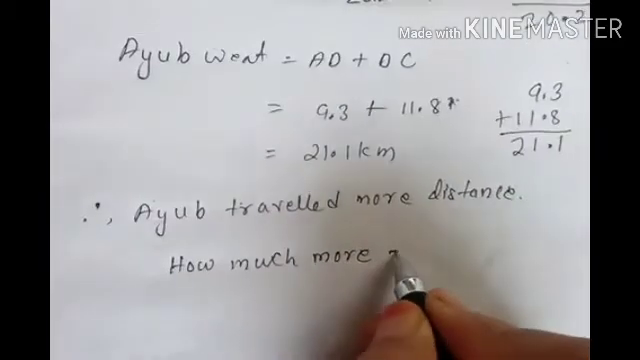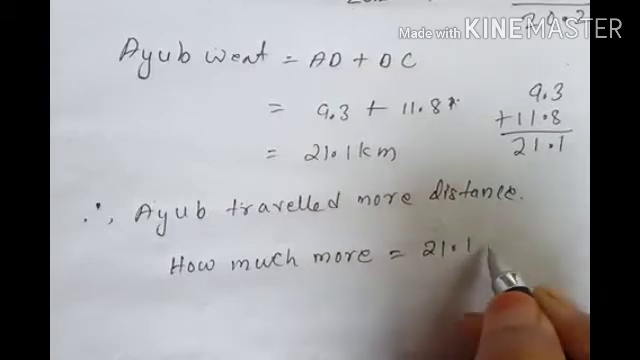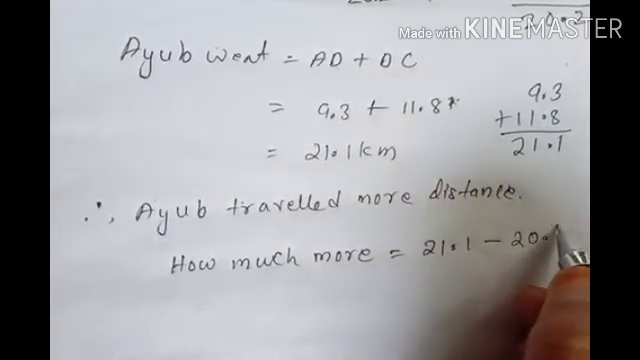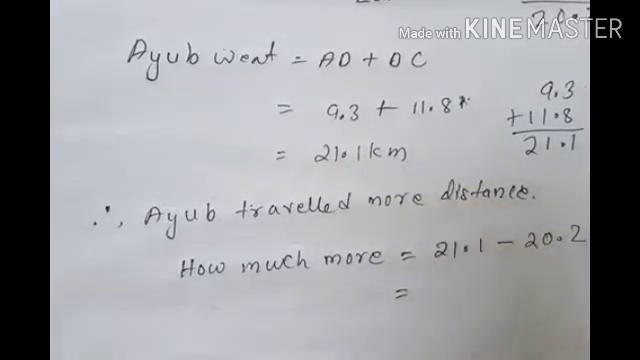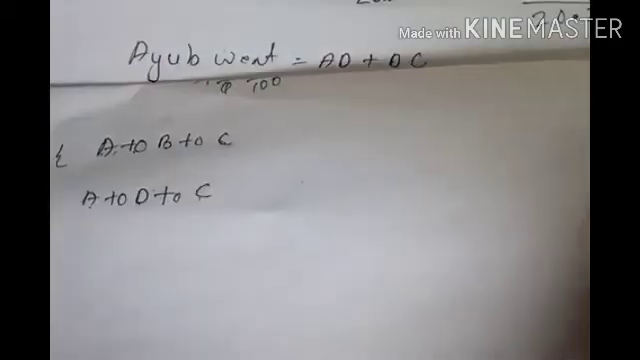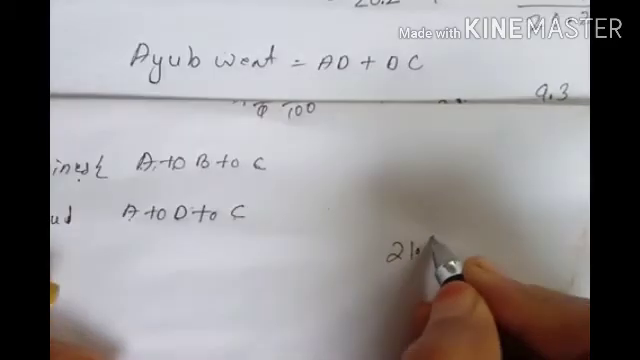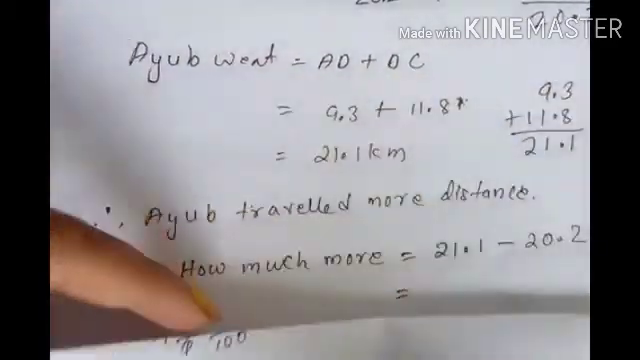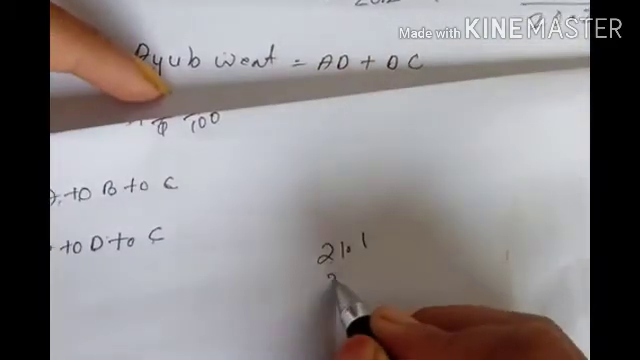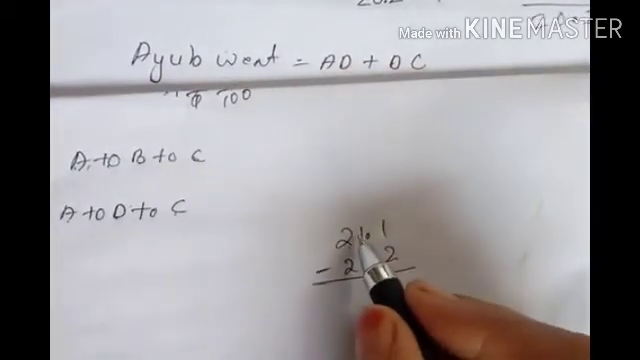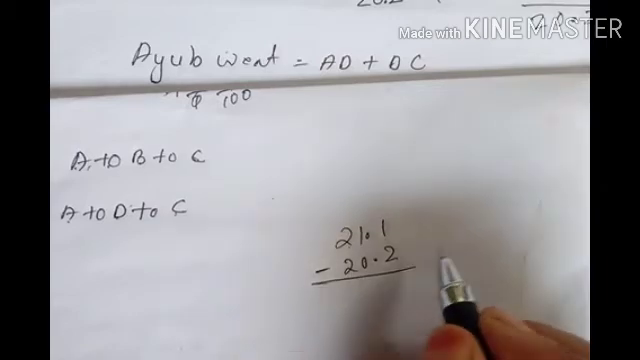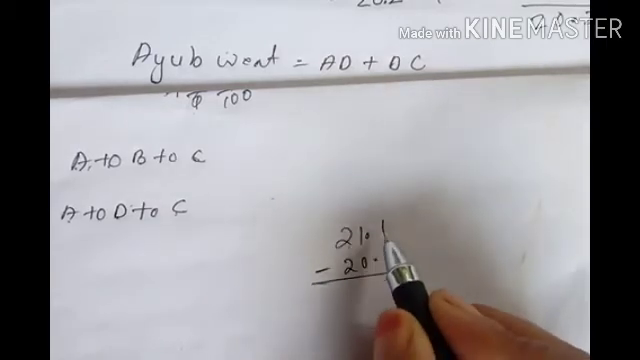How much more is equal to 21.1 minus 20.2. So how will you do this minus? I will show you here in the graph. 21.1, isn't it? What is the question? 21.1 and 20.2. Now you will do minus like this. Which is bigger? 21. So you will write 21 first, isn't it? Now 2, 1 minus 2.